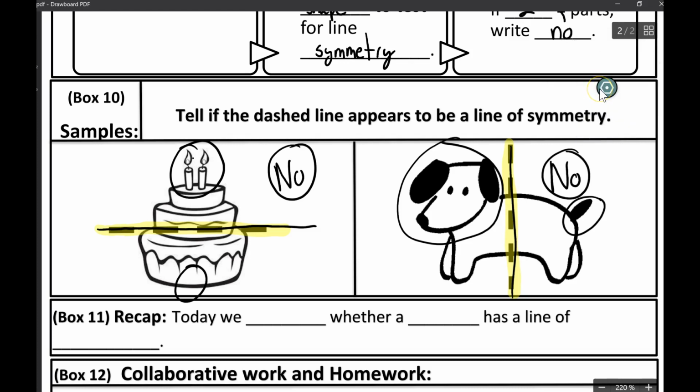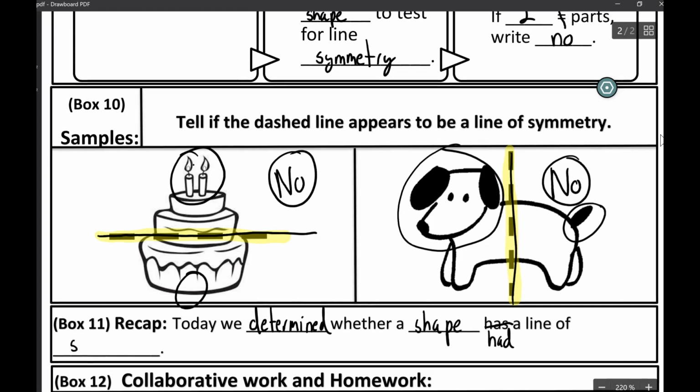So kind of keep that in mind when you're looking at the shape. You have to look at all the details of the shape. So going into box 11, our recap. Today we determined whether a shape had a line of symmetry.